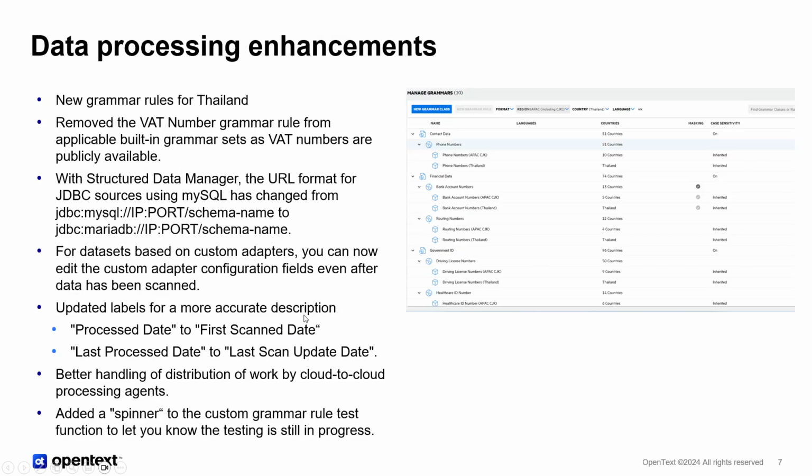Some more general data processing enhancements. We update the grammars with every release, and of note here are some new grammar rules for Thailand. You can see them in here. At the same time, VAT number is still a grammar rule, but customers have said that the VAT number is publicly available, so it shouldn't be part of the grammar set, but it's still there. So we've removed the VAT number from the built-in grammar sets.